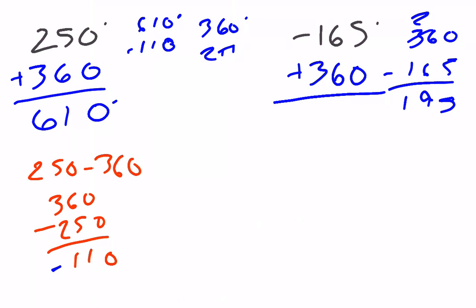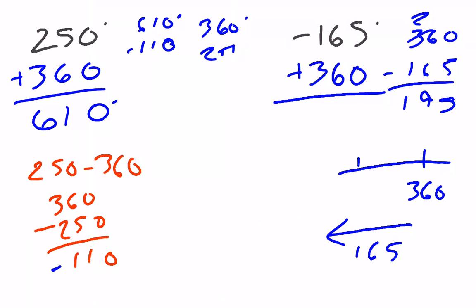Now, I know that was kind of asking you to do a fair amount in your head, but I think of it this way. If I'm starting at 360 and I want to go backwards 165, I first take away the 100, so that would give me 260. So subtract 100, and then I want to subtract 60. So if I subtract 60 from 260, I get 200. And then I subtract 5, and I end up with 195.